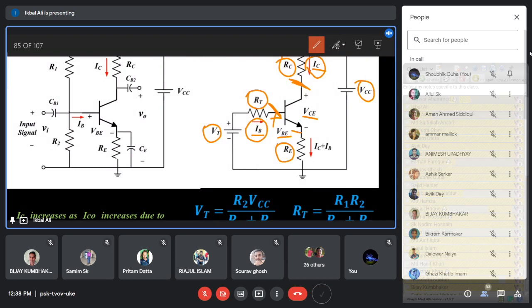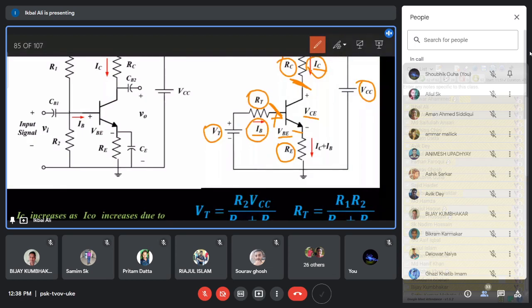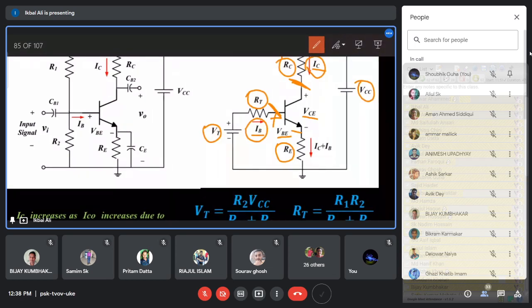Also, if you know the material of the semiconductor, that is the transistor, then you know the base emitter voltage. If you have a silicon transistor, the base emitter PN junction is forward biased, so that should be 0.7 volt. If you have a gallium arsenide material, then that base emitter voltage should be 1.2 volt.